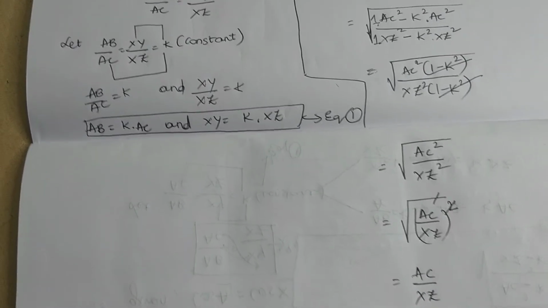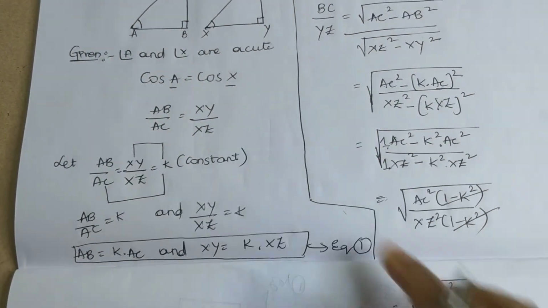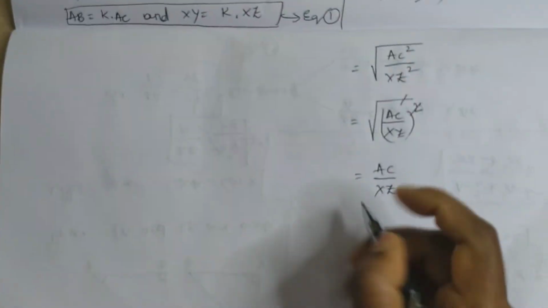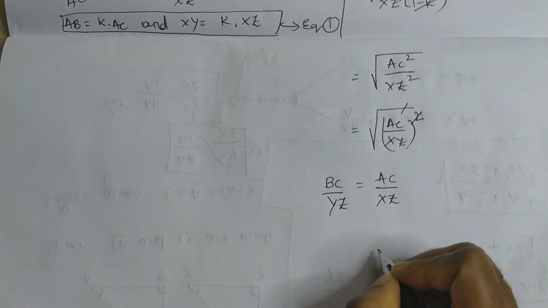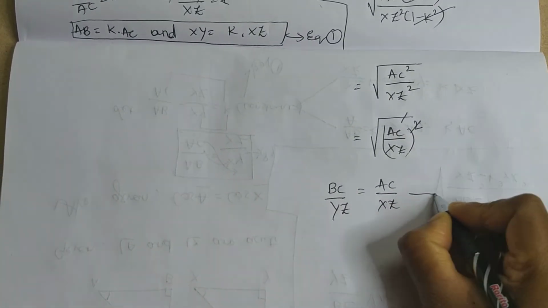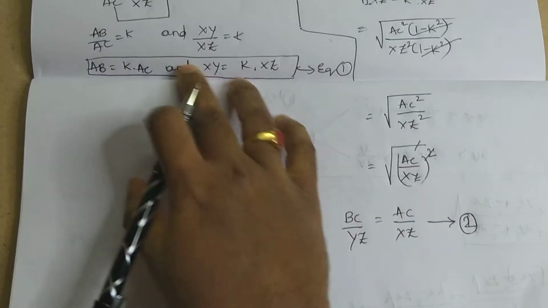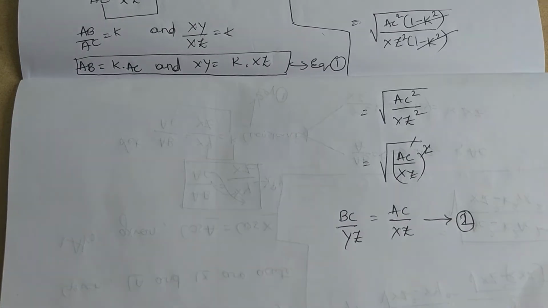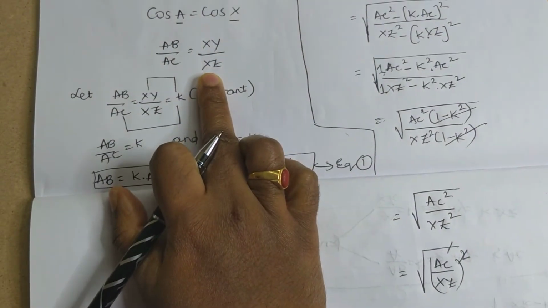What is this equated with? See here, it is BC by YZ equals to. Correct? So here what did we get? BC by YZ, we got it as AC by XZ. So what will I do? Put this as equation 2 here. This is equation 1. This is equation 2. So when you see this, we got it from the given, right?